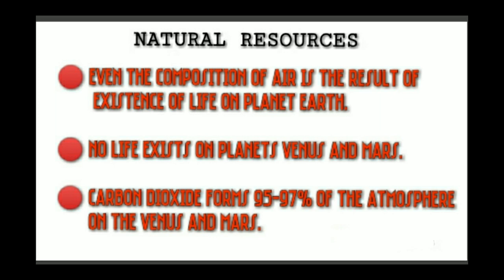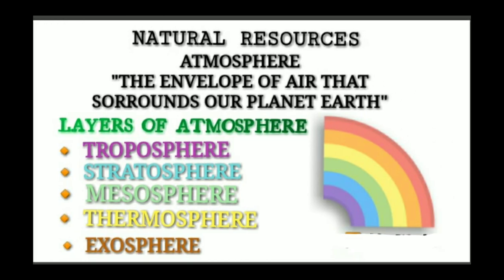You must also have heard about the surrounding planets of Earth, Venus and Mars. No life is known to exist on these planets. Why? Because the atmospheric composition on Venus and Mars is not fit for life to exist. The major component of the atmosphere on these planets is carbon dioxide gas only. You may be surprised to know that the atmosphere on Venus and Mars contains around 95 to 97% carbon dioxide gas. It's not good for life to exist, so no life exists on these planets. That's why the composition of air is very, very important for the existence of life.